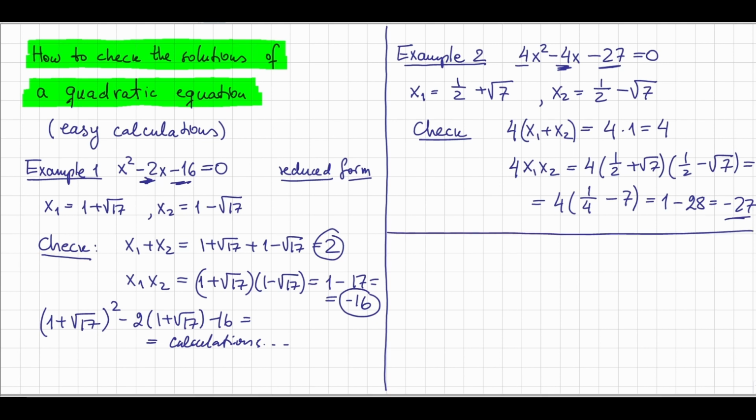So in formula, what we need to do is as follows. If we have a quadratic equation ax squared plus bx plus c equal to 0 and solutions x1 and x2, we need to do the following checks. We need to check that a times (x1 plus x2) is equal to minus b, and a times x1 x2 is equal to c. And if these two checks come out all right, then your solutions are correct. And that is a way to check the solutions of a quadratic equation as an alternative to simply plugging them into the equation. That way is much faster.